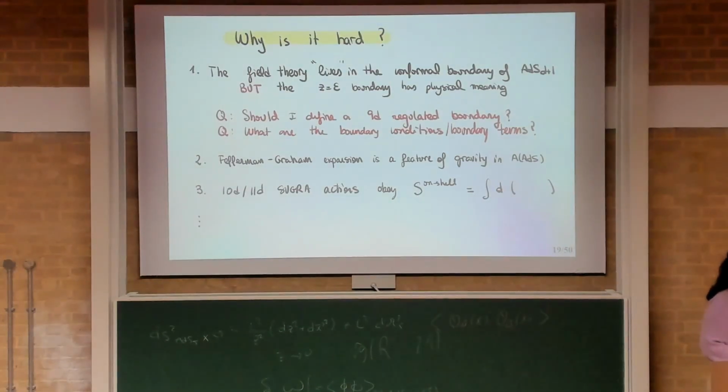Can you do a consistent truncation? You know the counterterms in 5D. Can't you figure out what should have been written in 10D?